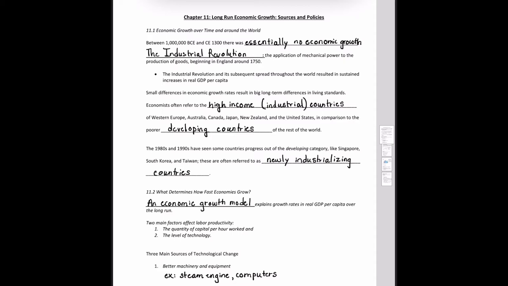So what triggered the significant economic growth that occurred in England around 1750? That was the Industrial Revolution, which was the application of mechanical power to the production of goods. It subsequently spread throughout the world, and resulted in sustained increases in real GDP per capita. The use of mechanical power allowed England and other countries like the US, France, and Germany to experience long-run economic growth.